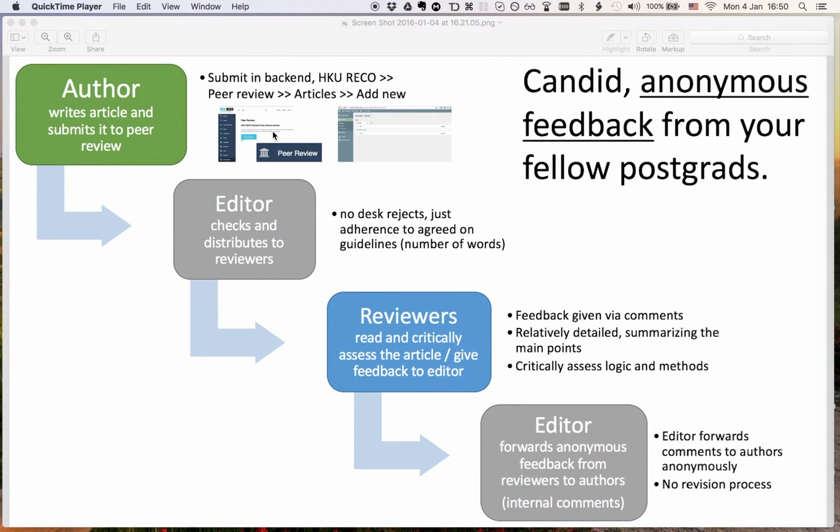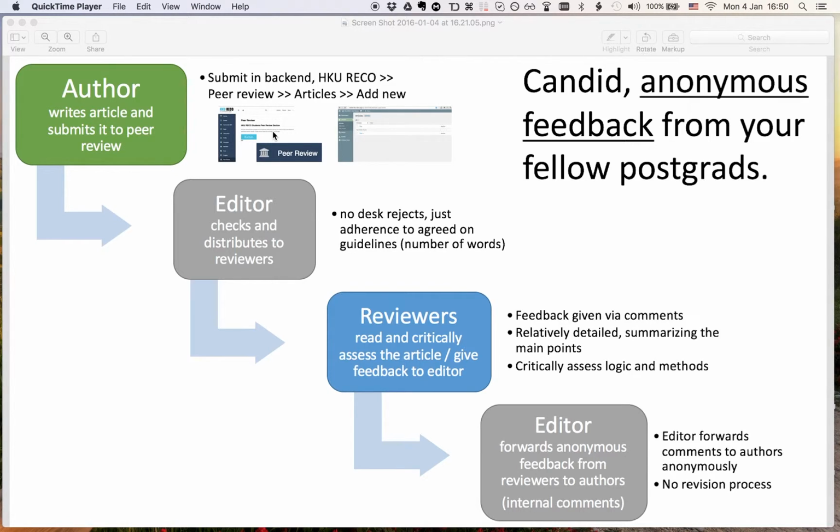So this is a short intro to the PhD student peer review system of the HKU RICO website. Peer review, as we all know, is one of the cornerstones of scientific work across many disciplines.